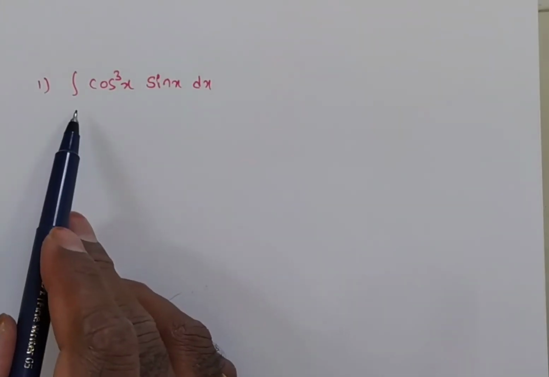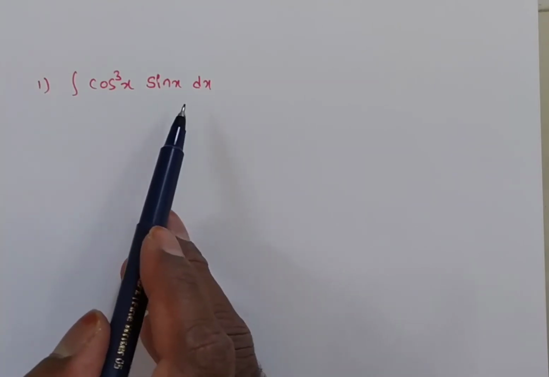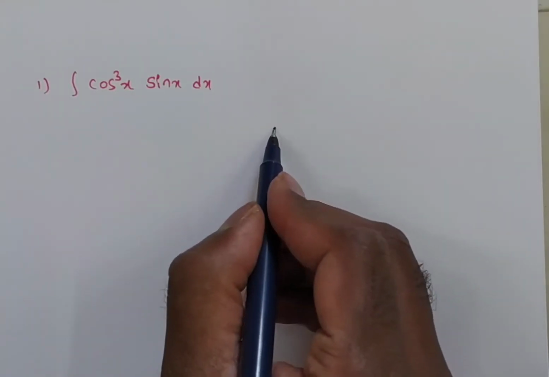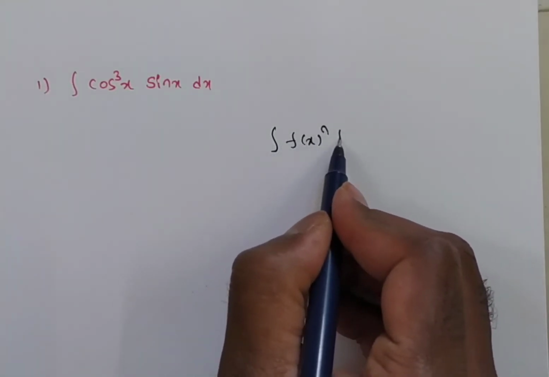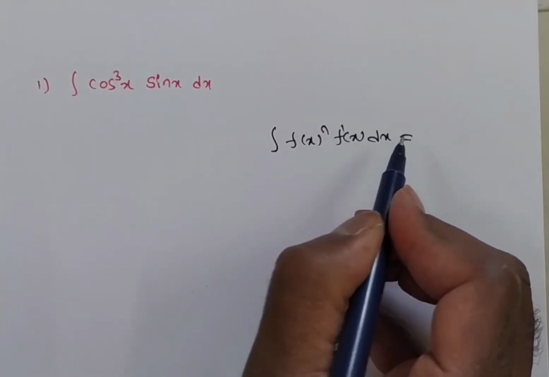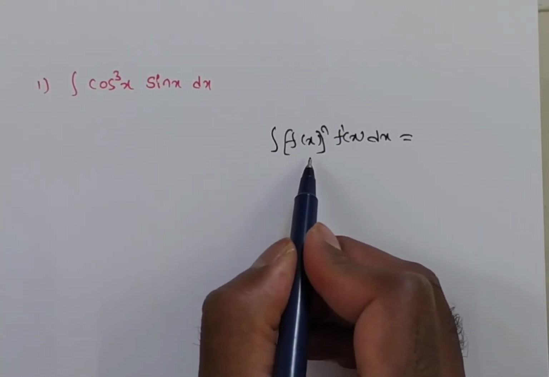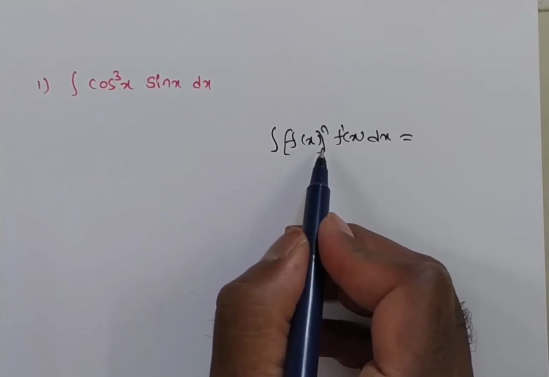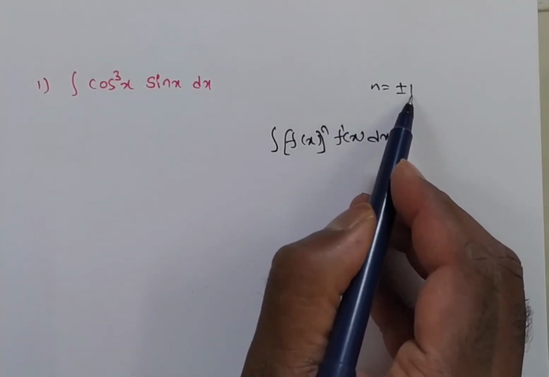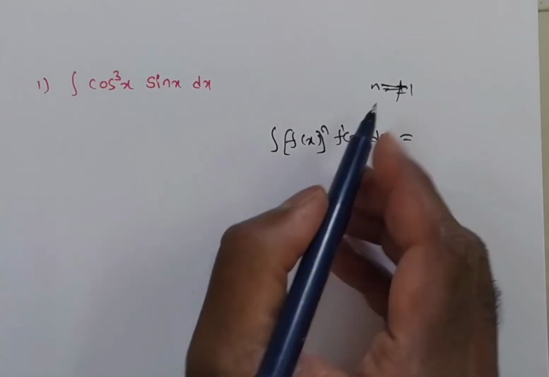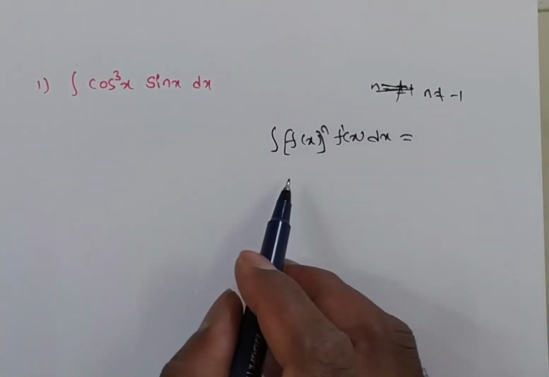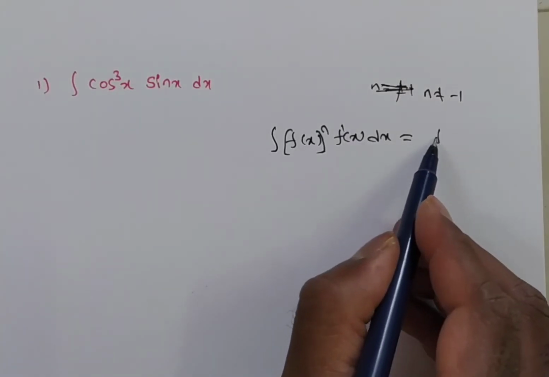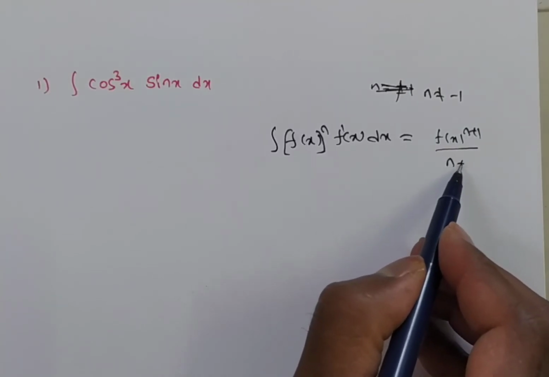Here you observe, they are given the integral of cos cube x into sin x dx. So it contains the product of two functions. Whenever it is a product of two functions, we have to compare with f of x power n into f dash of x dx. You give a bracket for this. If bracket power n is there, n may be 1, 2, 3 or minus 2, minus 3 or whatever it may be, but n is not equal to minus 1 in this case. Then you can apply this formula. If the bracket derivative is beside, then you can say power plus 1 by power plus 1, that is f of x power plus 1 by power plus 1 plus c.